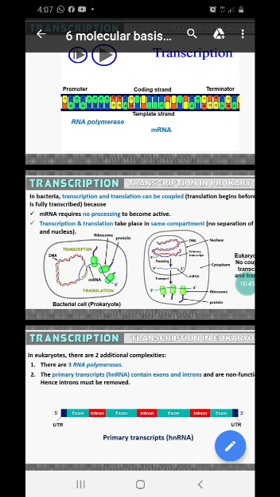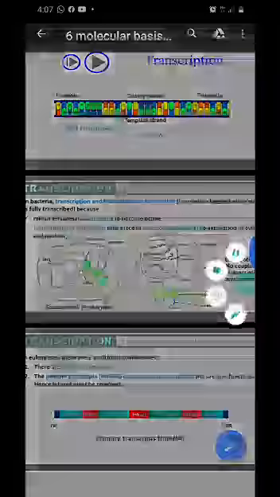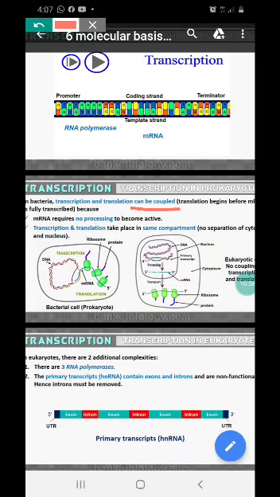Children, in bacteria, transcription and translation can be coupled. Coupled means they can happen together. It happens together because in prokaryotes there is no nuclear membrane, right? There is no demarcation between the cytoplasm and the nucleus as such. So they have only a nucleoid where you can find the genetic material. The DNA is used for transcription, and then by the time the transcription is completed, the translation can begin on one side.